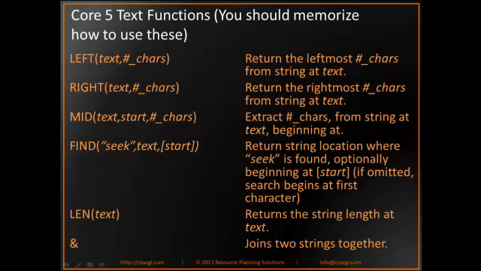Right does the reverse of left. It starts from the right side of the text string and it pulls the rightmost character and then the second rightmost character. So if you had right C1 comma 3 in a text string that was 10 characters long, it's going to return the 8th, ninth, and 10th characters. Those 3 characters from the right side of the string.